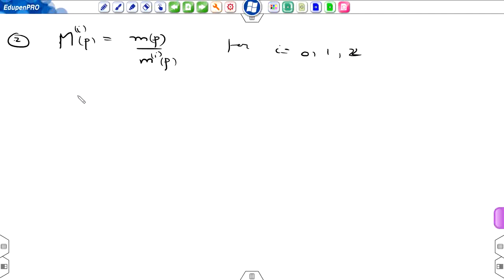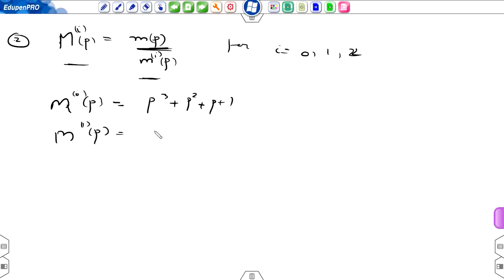Okay, so I am calculating directly because in my previous example, that is the Winograd algorithm, I have exhaustively computed all this. So this time I am directly putting the values. Okay, so M of 0p is equal to p cube plus p square plus p plus 1. M of 1p will be p cube minus p square plus p minus 1, and M of 2p will be equal to p square minus 1.